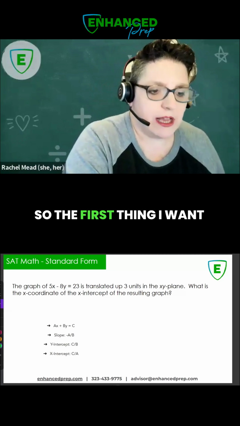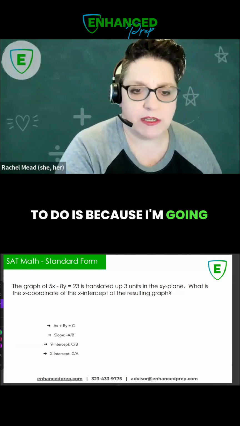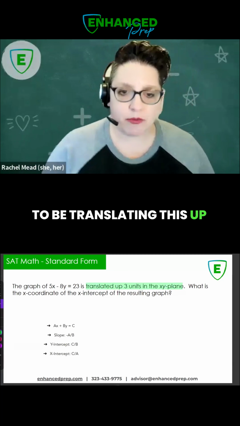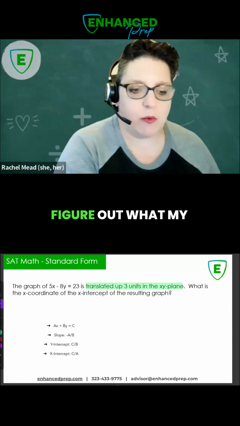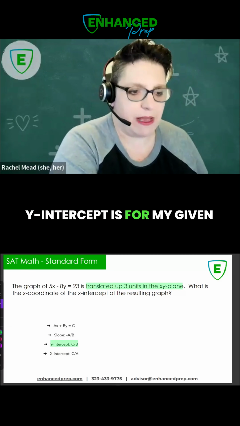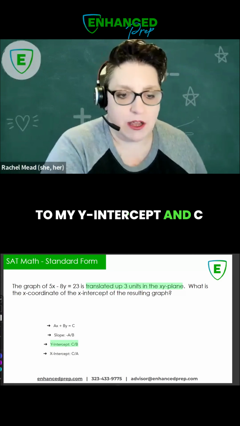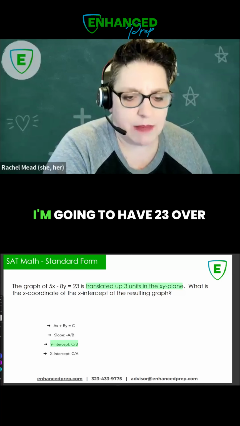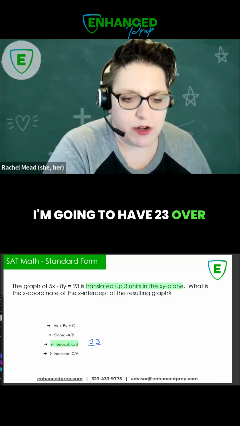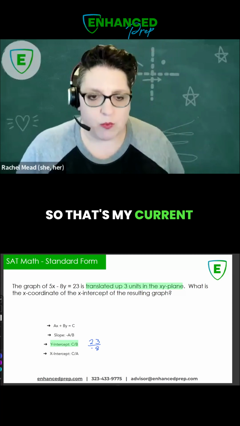So instead, we need to make sure that we remember how we're dealing with things in standard form. So the first thing I want to do is, because I'm going to be translating this up 3 units, I need to figure out what my y-intercept is for my given equation. So I'm going to go straight to my y-intercept in C over B. So what does that mean? I'm going to have 23 over -8. So that's my current y-intercept.